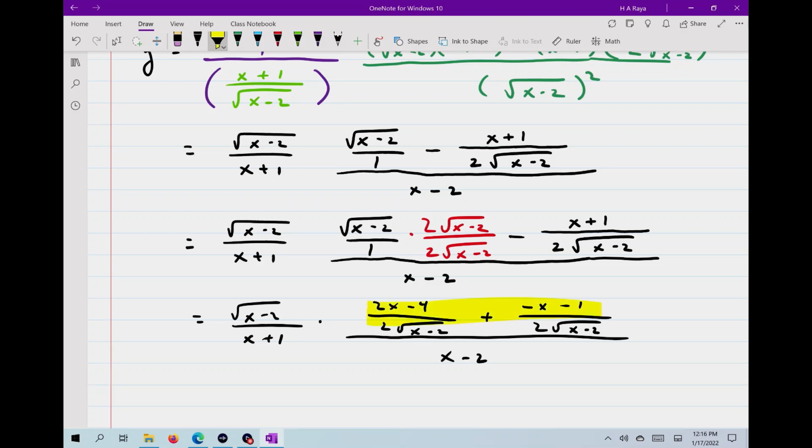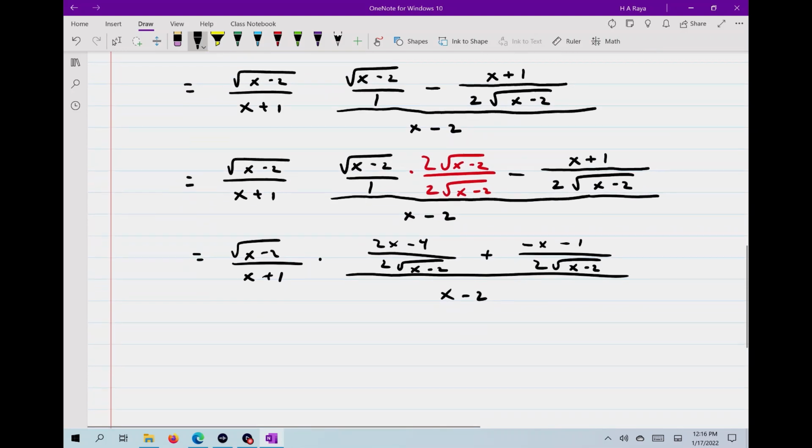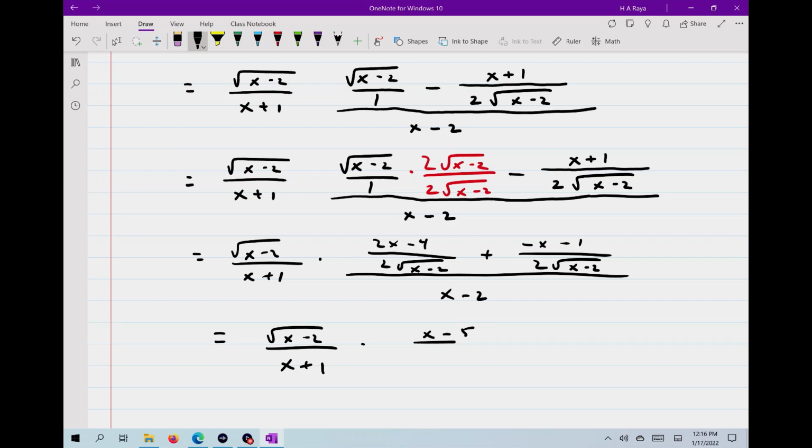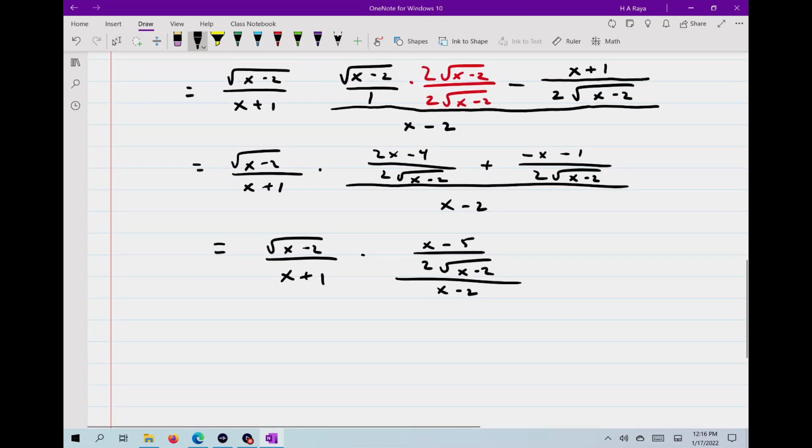Notice that these terms up on the numerator now have the same denominator, so I can add them together and get the square root of x minus 2 over x plus 1 times x minus 5 over 2 radical x minus 2 over x minus 2. We could simplify this.